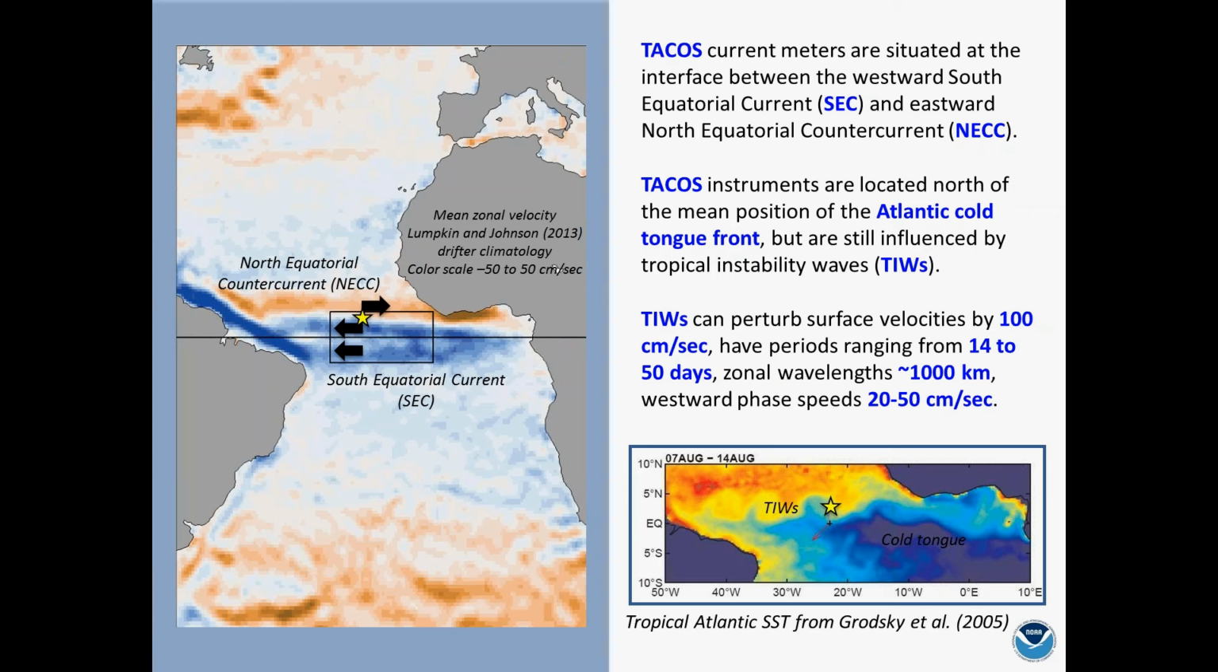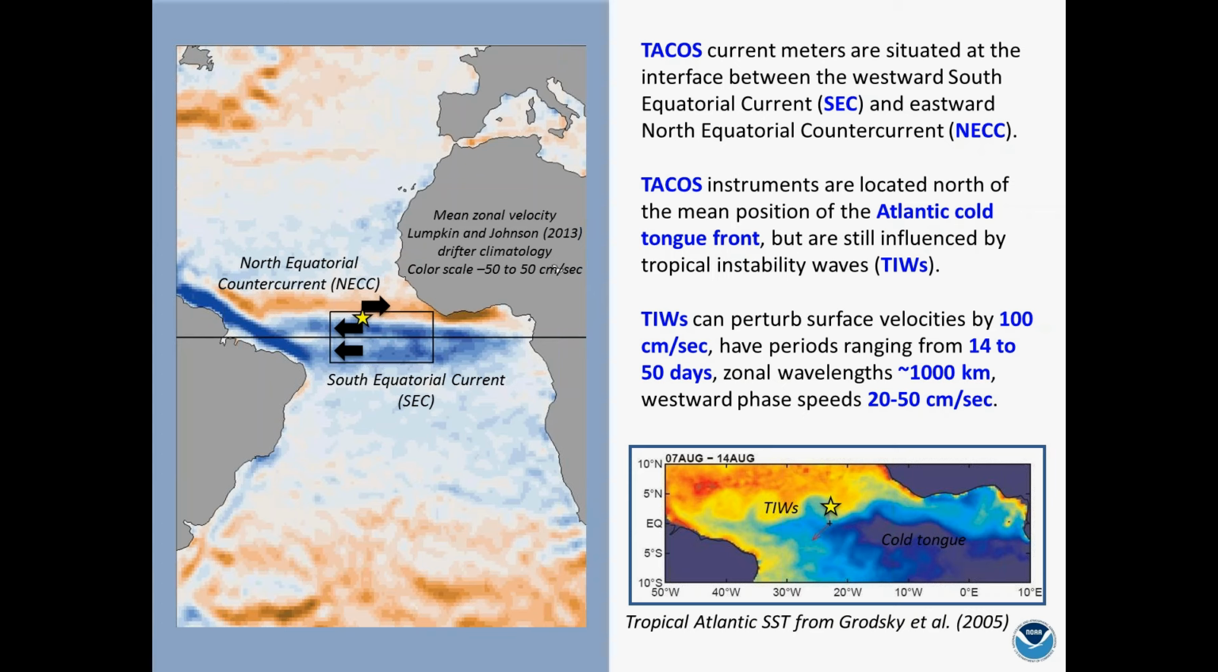So this is sort of a mean picture of the cold tongue. But as you see, you get these cusp perturbations that happen on the northern front of the cold tongue and on the southern front of the cold tongue. And those are being made by tropical instability waves. And part of the mechanism that generates those tropical instability waves are the meridional shears between these currents, the south equatorial current and the north equatorial countercurrent.